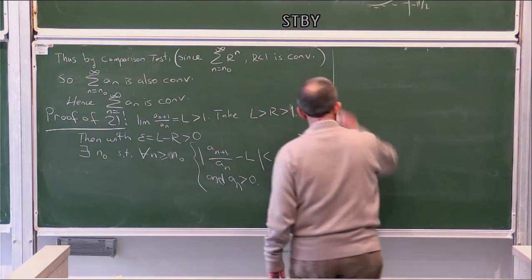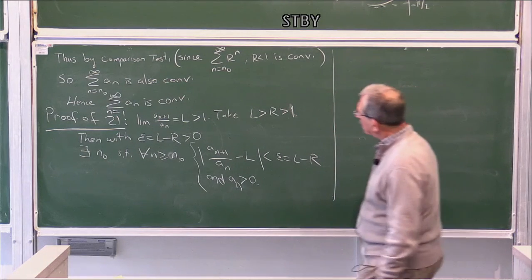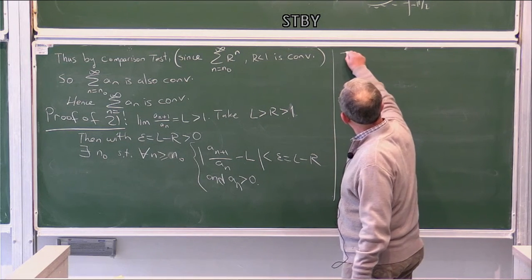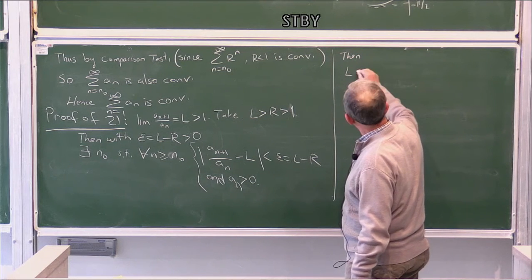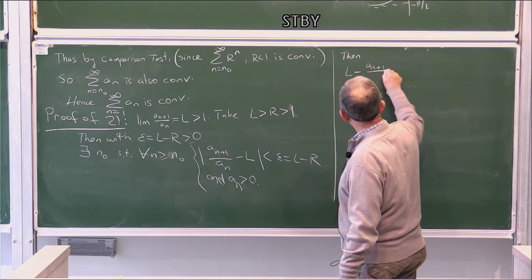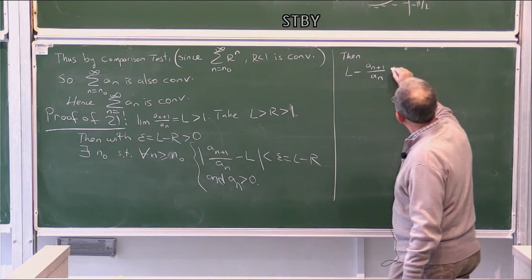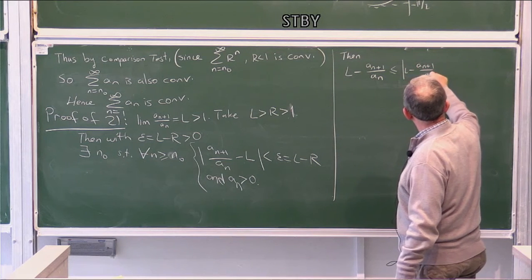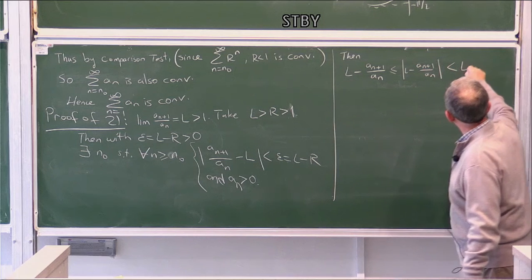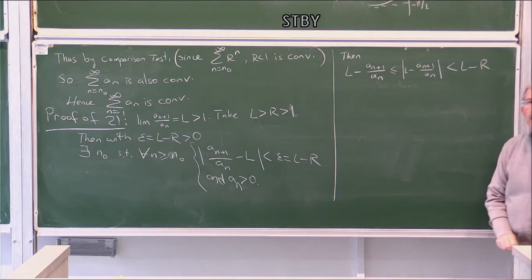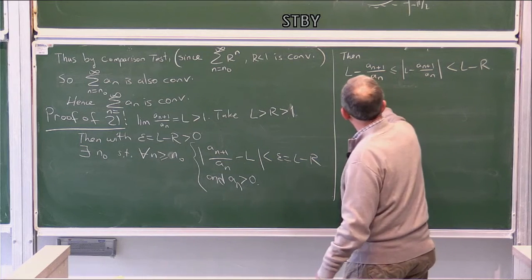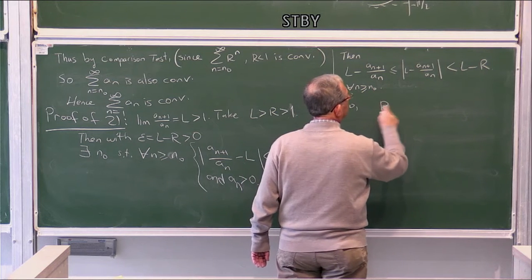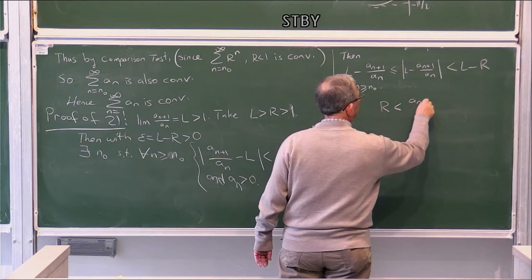But then, if we look at this inequality, we see that L minus a_{n+1} divided by a_n is less than the absolute value, and it is less than L minus R. Now this says that, of course, it's true after N0. So R is smaller than this ratio.